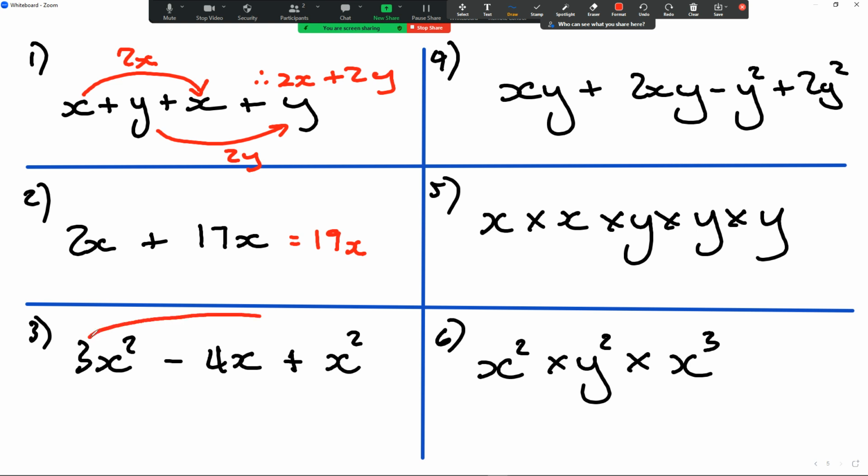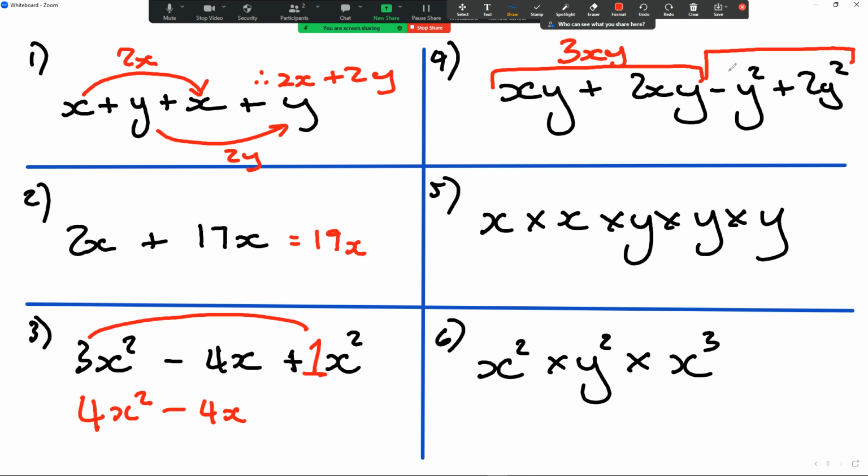For the next one, 3 plus an imaginary 1 becomes 4x squared. And then simply minus 4x. We can't go any further than that because the terms are not like. For the next one, these two terms are like, so that will become 3xy. And then these two terms are like, minus an imaginary 1, minus 1 plus 2 is 1, y squared. So 3xy plus y squared.